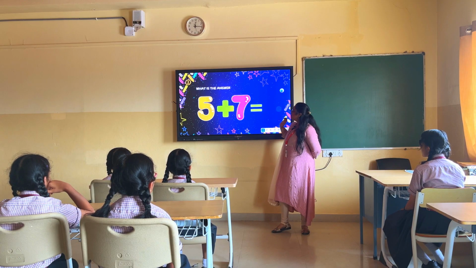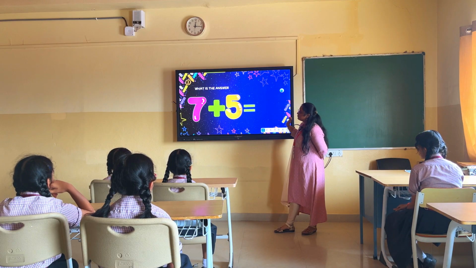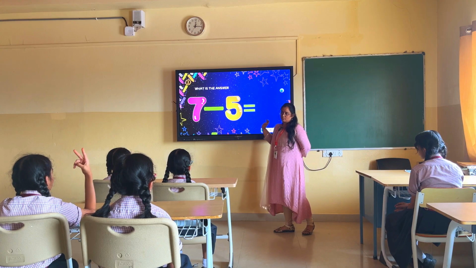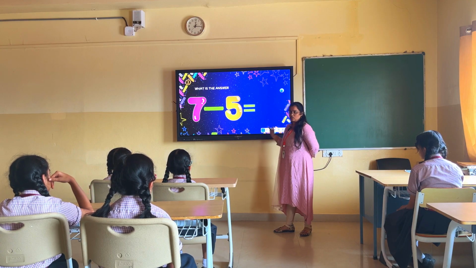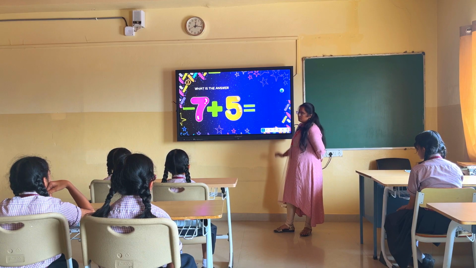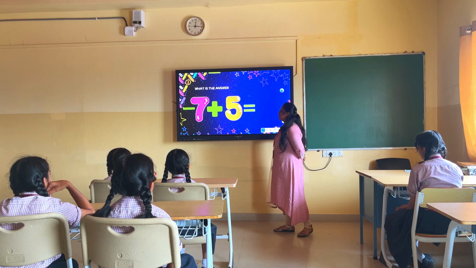12. Right. What if I reverse them and change the symbol? Now can you tell me the answer? 2. 7 minus 5 is 2. What about now? It's a little bit tricky, right?